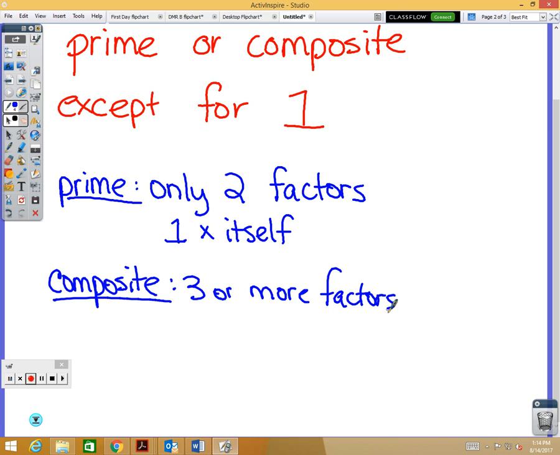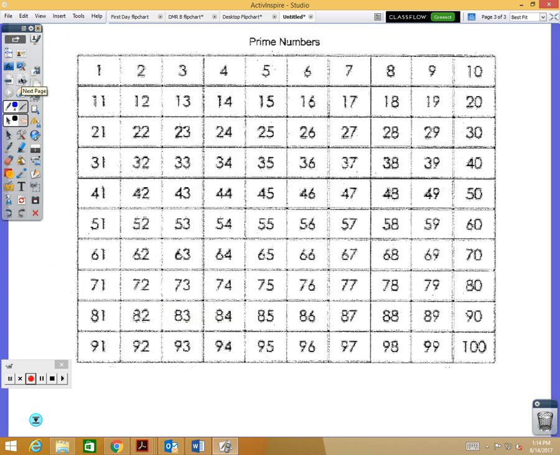All right, so now what we're going to do is look at the hundreds chart I gave you, and we're going to identify on the hundreds chart which numbers are prime. All right, so we said that 1 is not prime or composite, so let's mark out number 1. 2 is composite, or excuse me, 2 is prime, because you can do 1 times 2 to get 2. Now there's a trick that 2 is the only even number that is prime. Again, 2 is the only even number that is prime.